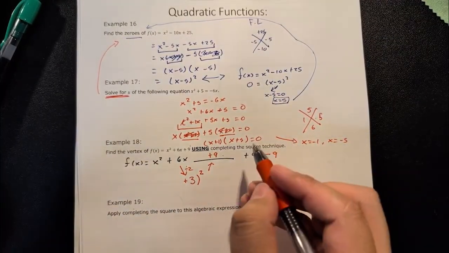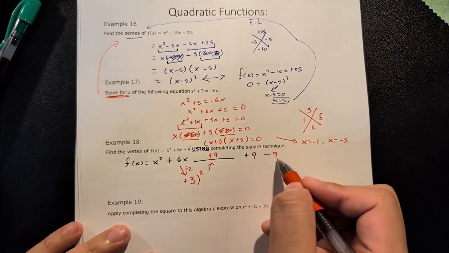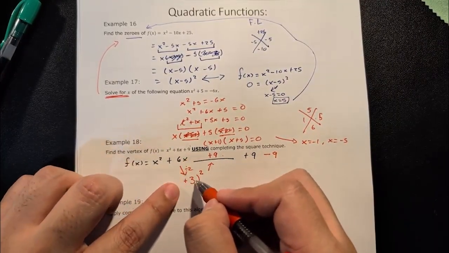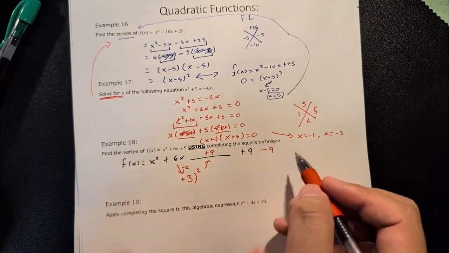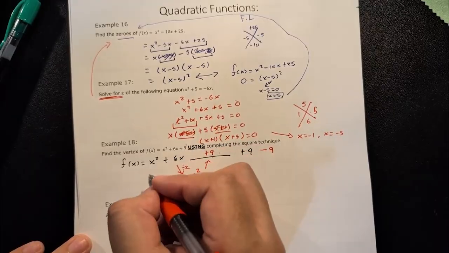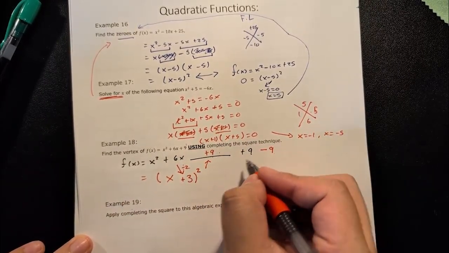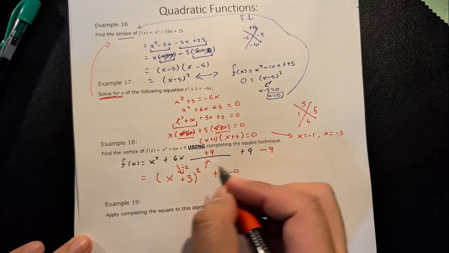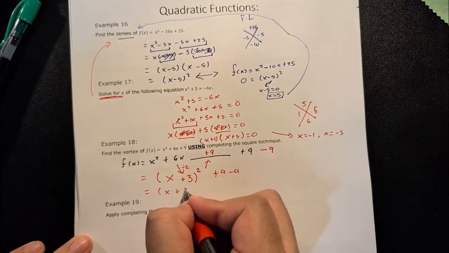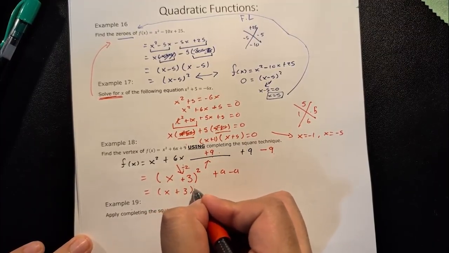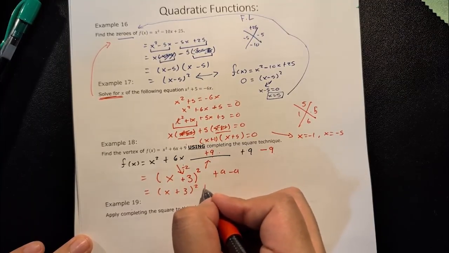Okay, so it's not because of this 9 over here. This could have been any number, but this plus 9 came from this 3 squared. So if I add 9, I'm going to subtract 9. And then everything else just comes down. This becomes x. And then we have plus 9 minus 9. And now I just simplify. I get (x plus 3) squared. And then 9 minus 9 is plus 0.